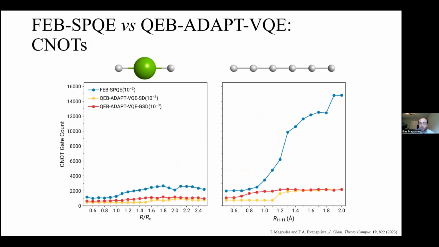Where SPQE clearly loses is when we come into the number of CNOTs, and that does make sense because SPQE utilizes a full operator pool. So we see that there is a somewhat large disparity in terms of CNOTs. But I would like to emphasize that by using these CNOT-efficient circuits, we were able to bridge the gap between SPQE and adapt VQE by a factor of 2. So at least we're going towards the right direction.